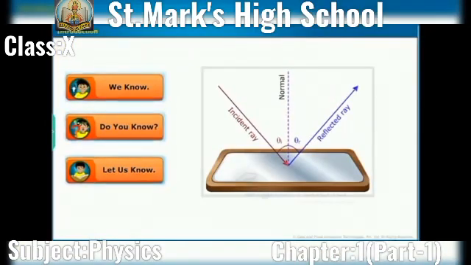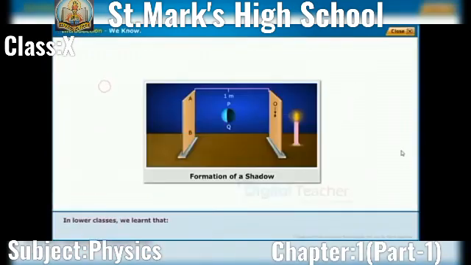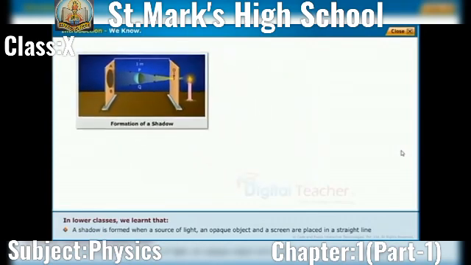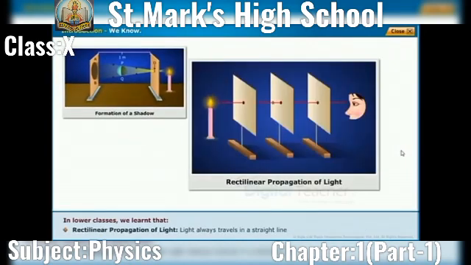Introduction. Before entering into the chapter, follow the instructions shown on the screen. Click each tab to learn more. In lower classes, we learned that a shadow is formed when a source of light, an opaque object, and a screen are placed in a straight line. Light always travels in a straight line. This principle is called the rectilinear propagation of light.